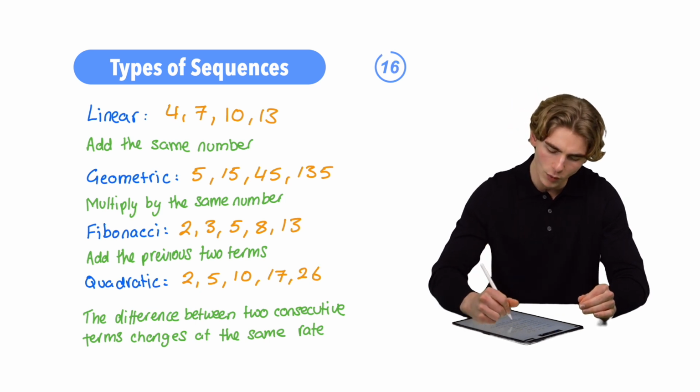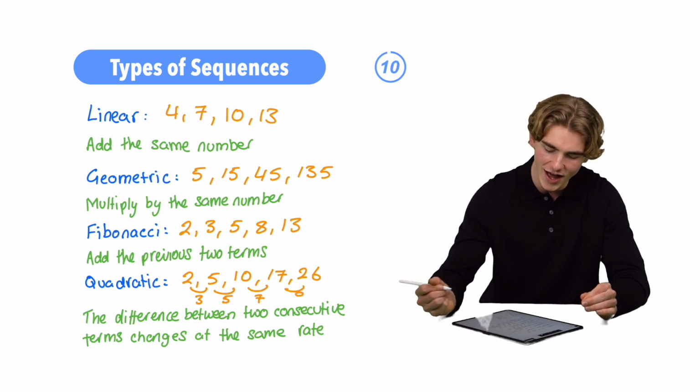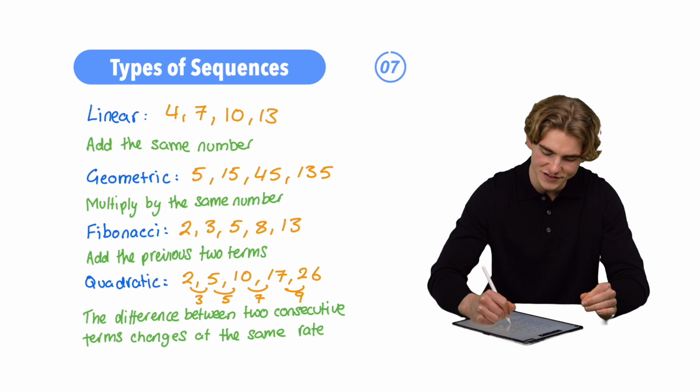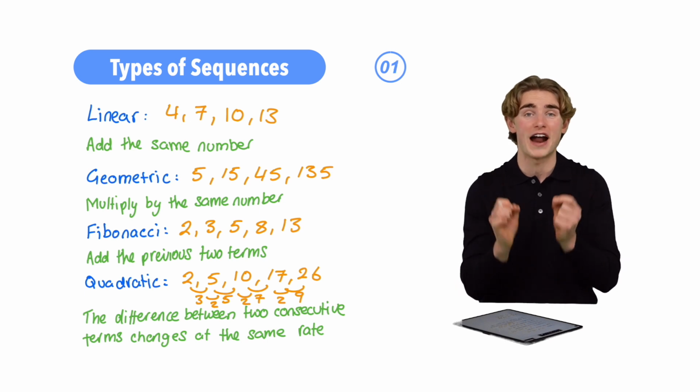Why? Because if we work out our first differences, they would be 3, 5, 7, and 9. And this first difference is changing at a constant rate of 2. So we can say that there's a constant second difference, making it a quadratic sequence.